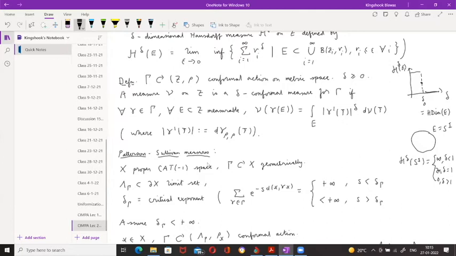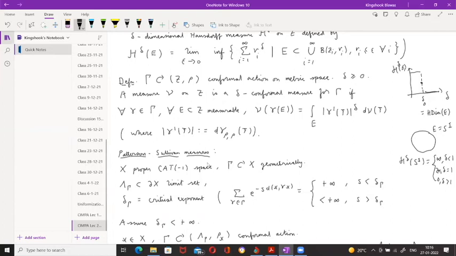You understand now? Yes, now I got that. H delta is like a delta dimensional volume. S1 is a one dimensional object. So if I try to calculate its half dimensional volume, that will be infinity. If I try to calculate its 3/2 dimensional volume, that will be zero. But if I calculate the one dimensional volume of a one dimensional object, that will give me 2 pi. You understand? Yes, I got the point.